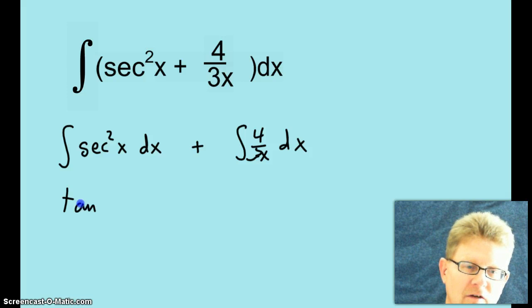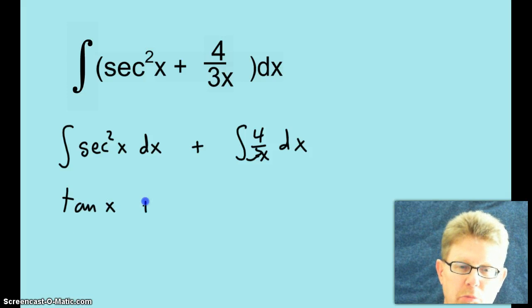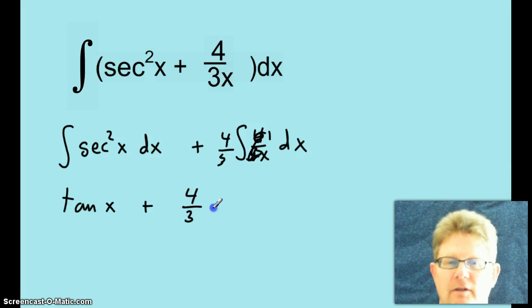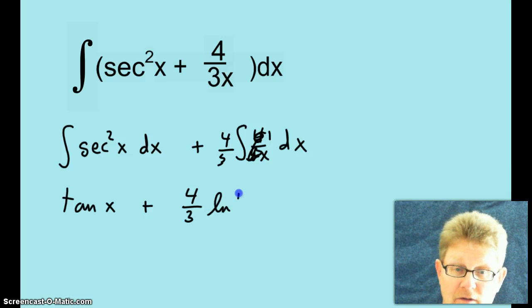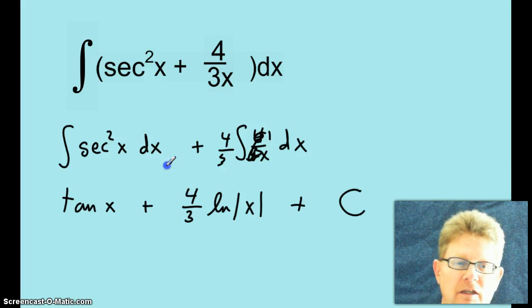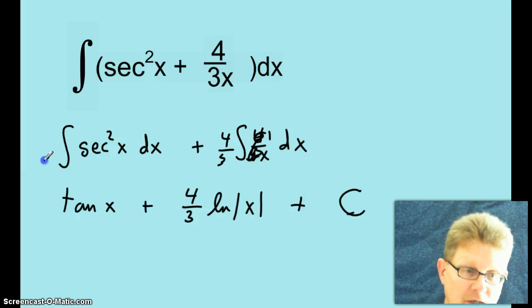The tangent of x. Okay, plus, you can move that constant out front, 4/3, and then this will just be 1 over x, and everybody knows that the antiderivative of 1 over x by now is the ln of the absolute value of x. And don't forget your arbitrary constant. And yes, I know if I do two different ones, I'm going to have two different constants. But if you add them together, you're going to get a third constant. Pretty crazy, huh? All right, let's move on.